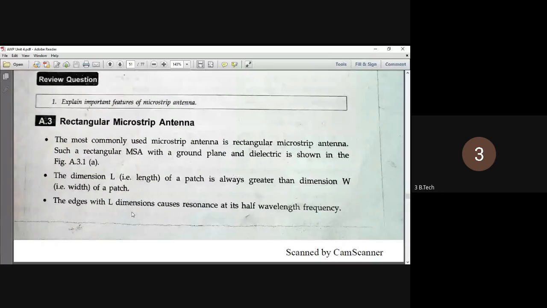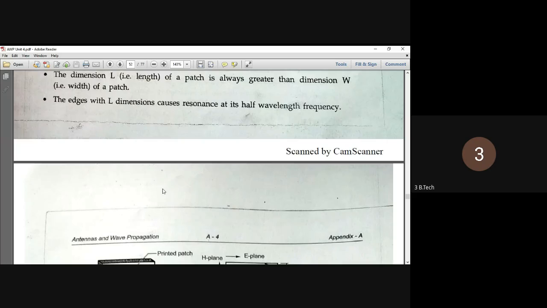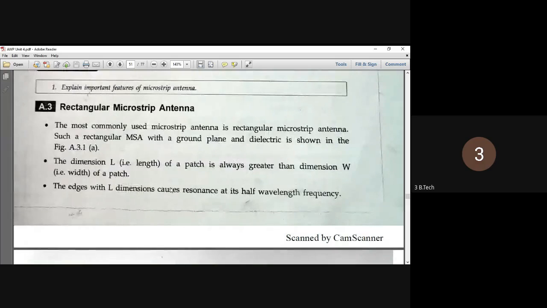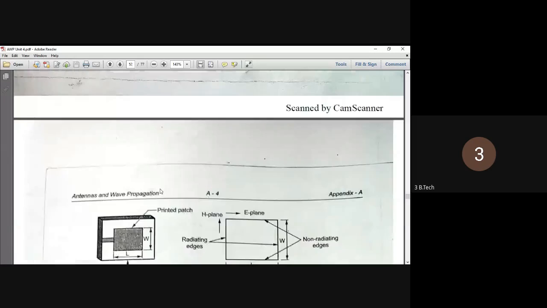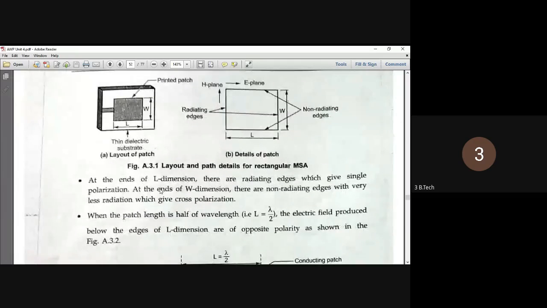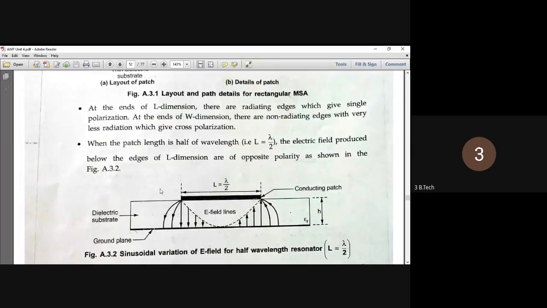Then coming to the rectangular microstrip patch antenna, the most commonly used microstrip antenna is the rectangular one. The front side is the patch, the back side is the ground plane, and you can see the dimensions are length and width. The length L of the patch is always greater than the width. At the ends of the length dimension there are radiating edges, but along the width dimension there are non-radiating edges. Patch length is lambda by 2.